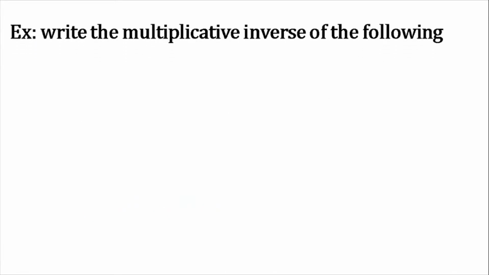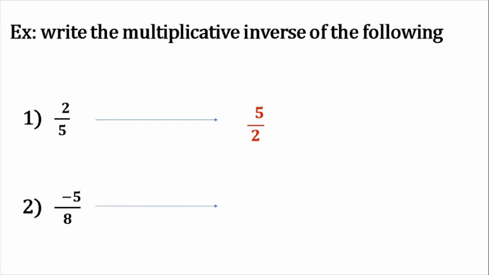Example, write the multiplicative inverse of the following. Number 1, 2 over 5. To find the multiplicative inverse of this number, all we need to do is to swap the numerator with the denominator. So the multiplicative inverse will be 5 over 2. Number 2, negative 5 over 8. The multiplicative inverse will be 8 over negative 5, which can be written as negative 8 over 5.